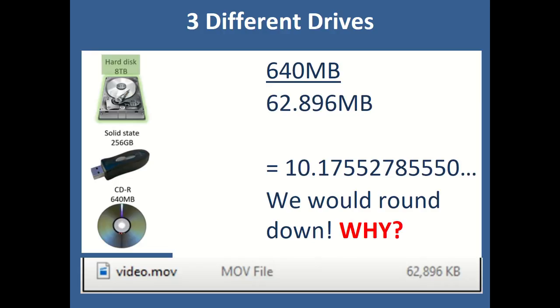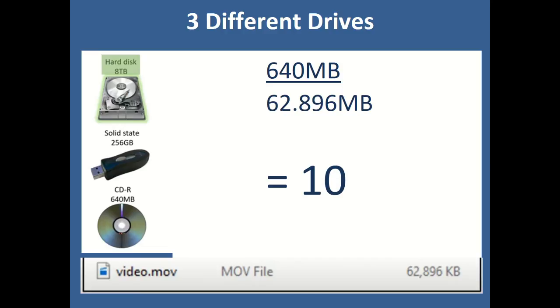And we'd round down. Pause the video and try and explain why we'd round down. Now the reason we'd round down is because we'd never put 10.1 videos on a file, because that would mean one video file was incomplete. We'd just put 10 on and say there was insufficient storage space. So the answer would be 10.